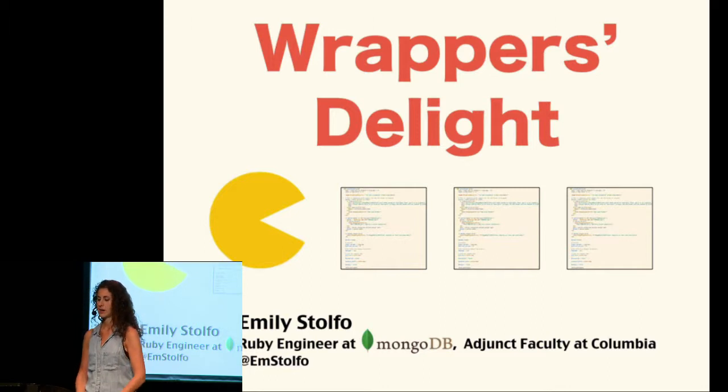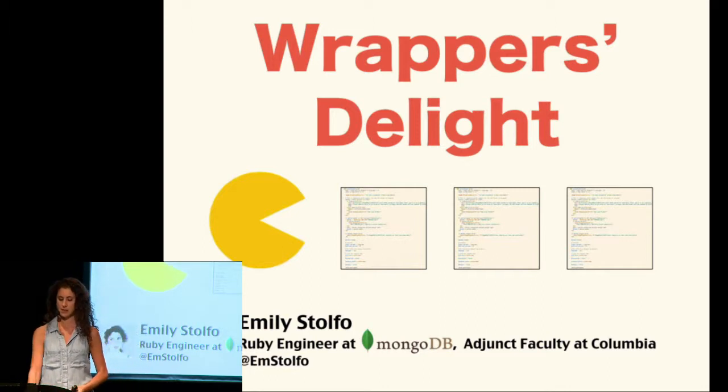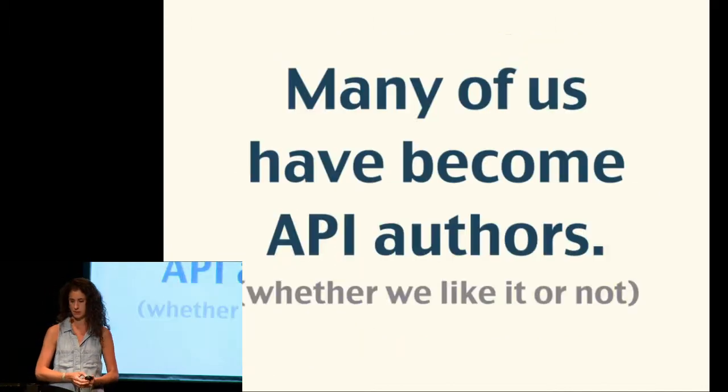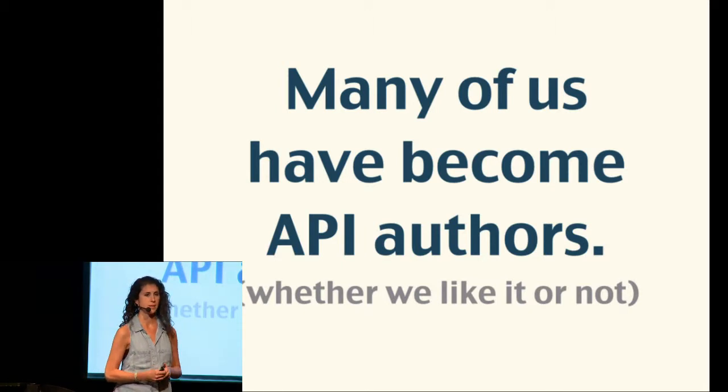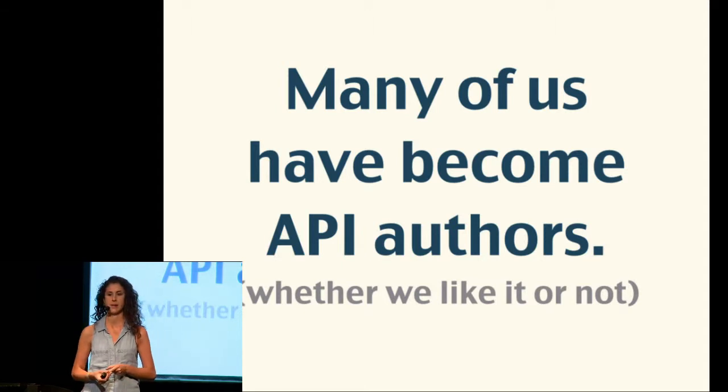So I'm going to talk about wrapping APIs because I think a lot of us have become API authors through one of two ways. One way is by being Rails developers and realizing over the course of time that our Rails application has become quite large, unwieldy and complex, and needs to be broken up into different components at our company. And when we do this, we sometimes create gems to centralize business logic between all of these modules of the system.